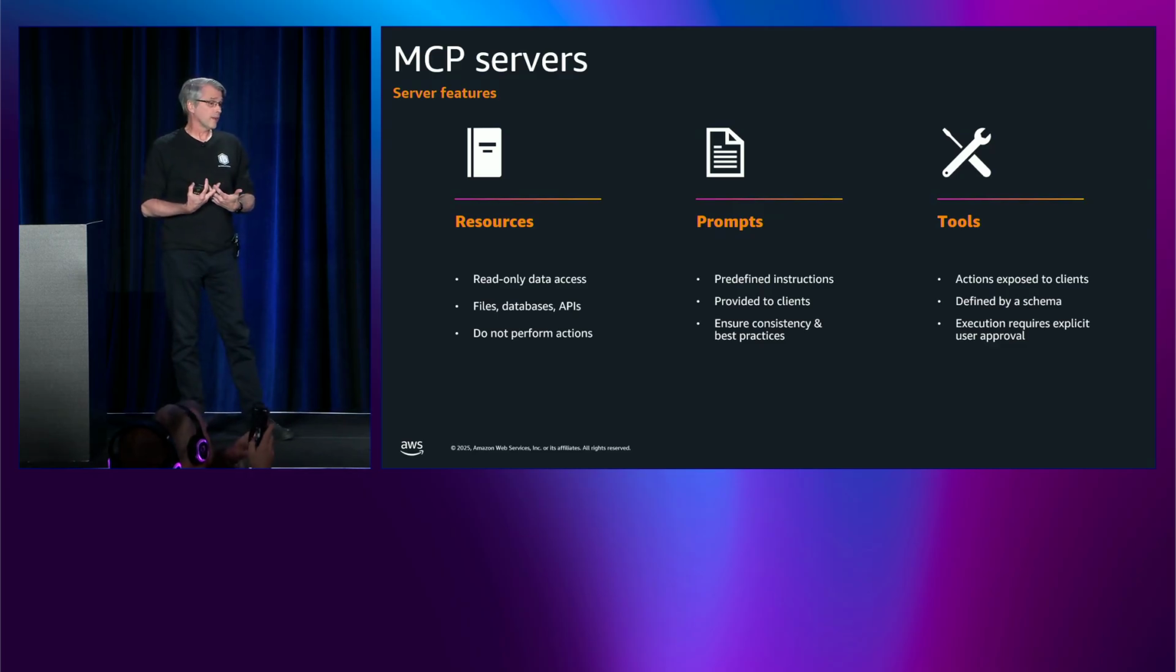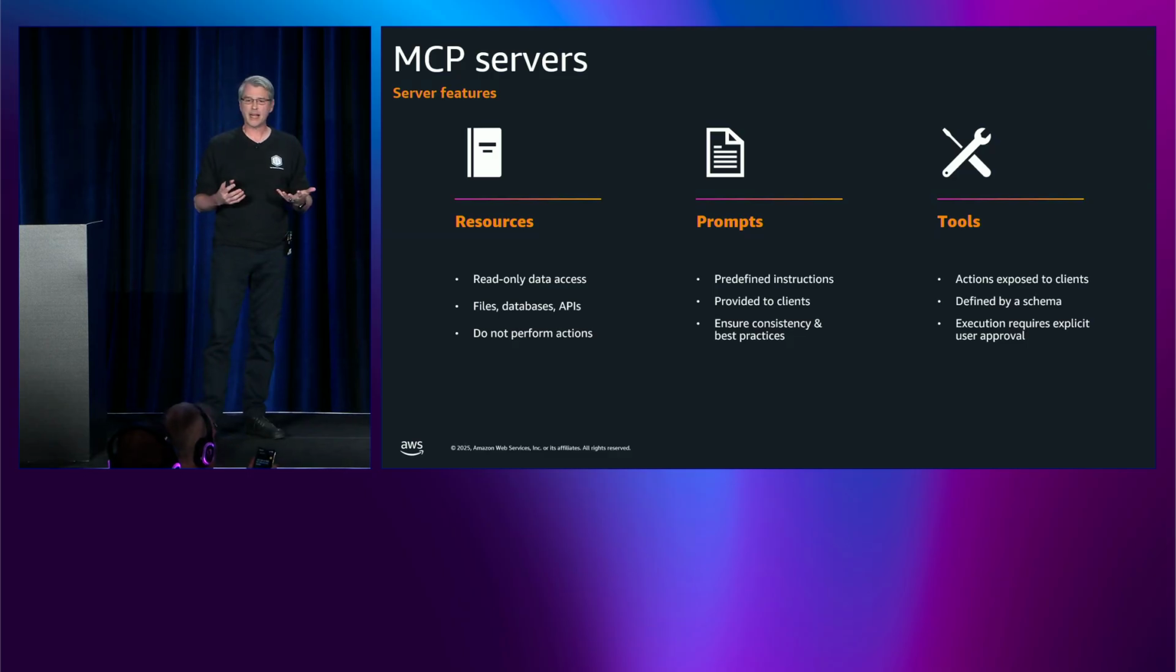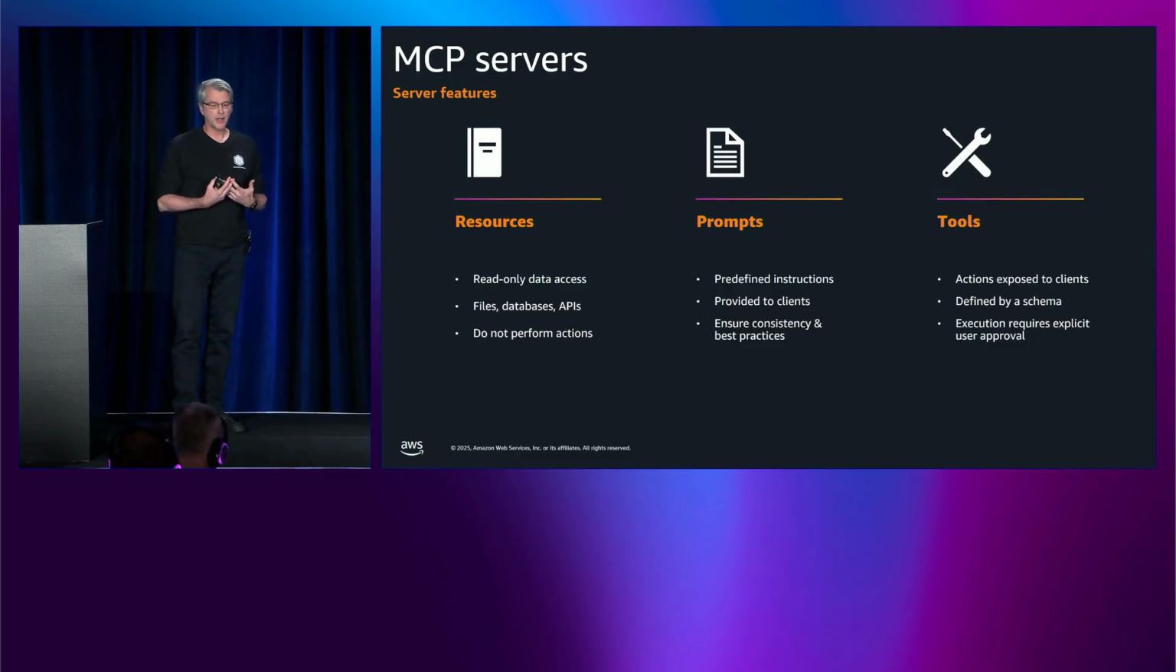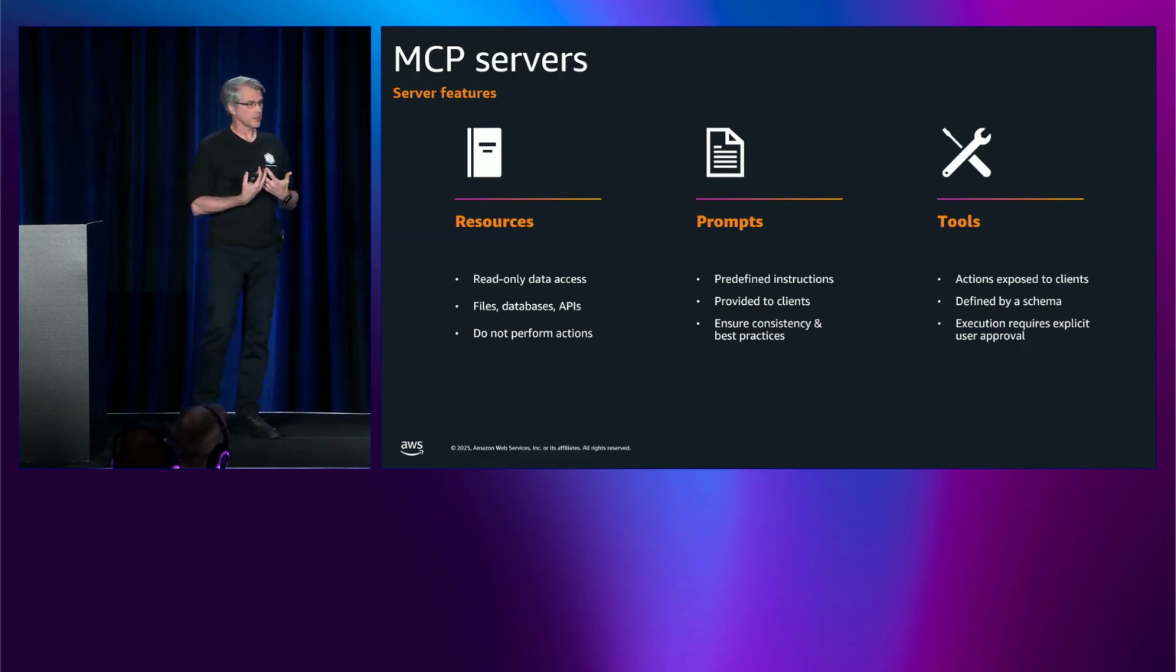So I want to focus on MCP servers here just a little bit more. MCP servers have three different kinds of features: resources, prompts, and tools. Resources are read-only persistent data that the server can expose to clients. Think of it maybe as some static files that you want to expose through an MCP server; you can do that.